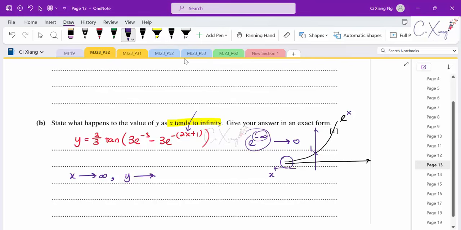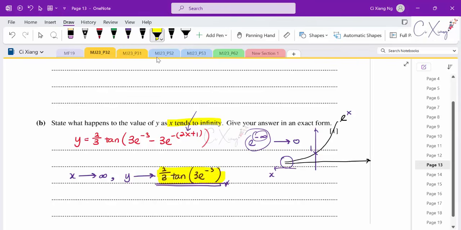So we only have something in front, where y will be equal to 2 over 3, then tangent 3 e power negative 3. Okay, so this is actually our answer. All right.